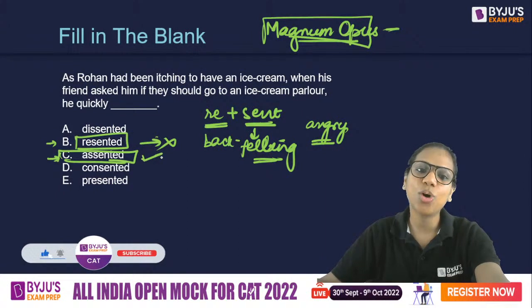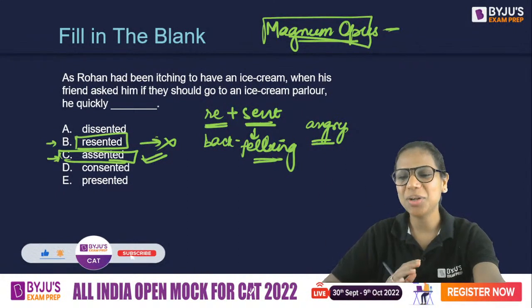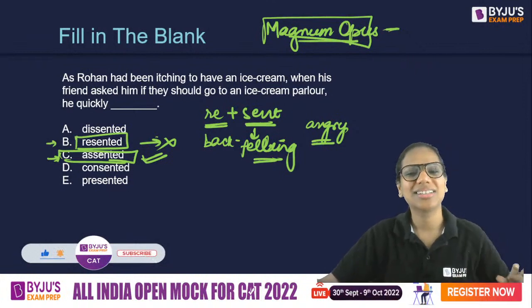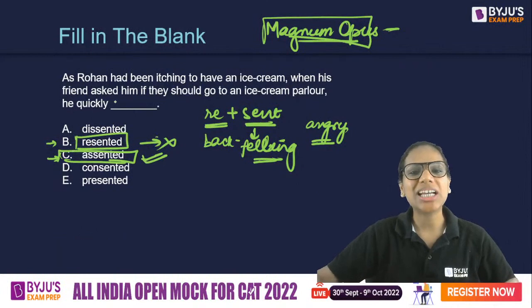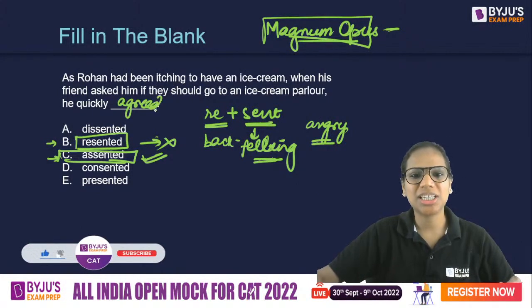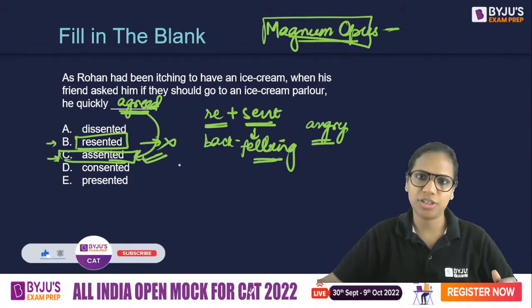Good. So I thought that you would get confused between C and D, but it's good to see that most of you said C. Those few of you who responded. He quickly agreed. That is the word I'm looking for, a word for agreed. Assented is the word for it.